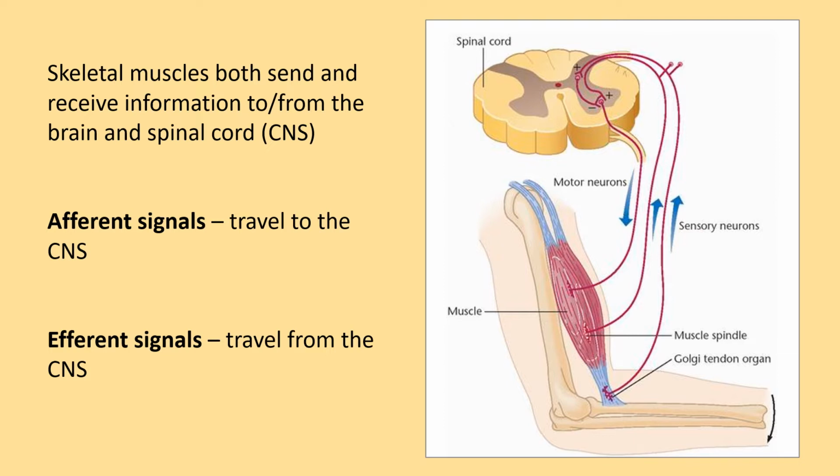So I hope you recognize the vocabulary words there. We've seen them before. Afferent signals travel toward the central nervous system, and efferent signals travel away from the central nervous system. And here, in this case, we're talking about skeletal muscle. So afferent signals arise in the muscle and then travel toward the brain or spinal cord. And efferent signals arise in the brain or spinal cord and travel to the muscle. So what purpose do these signals serve?